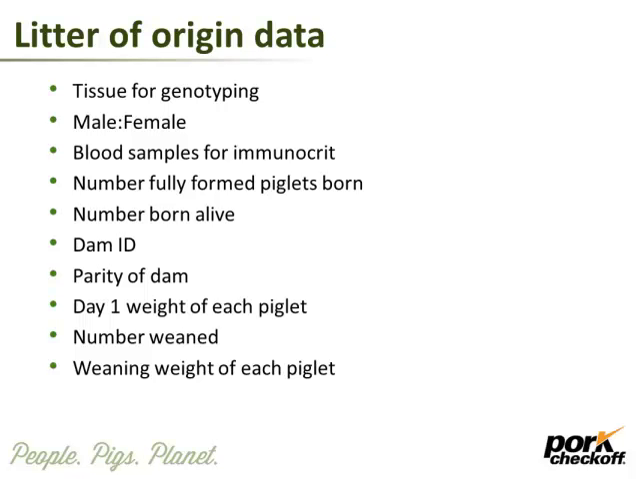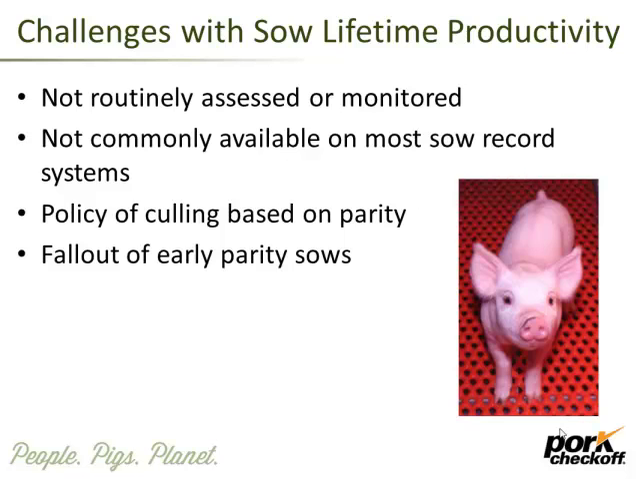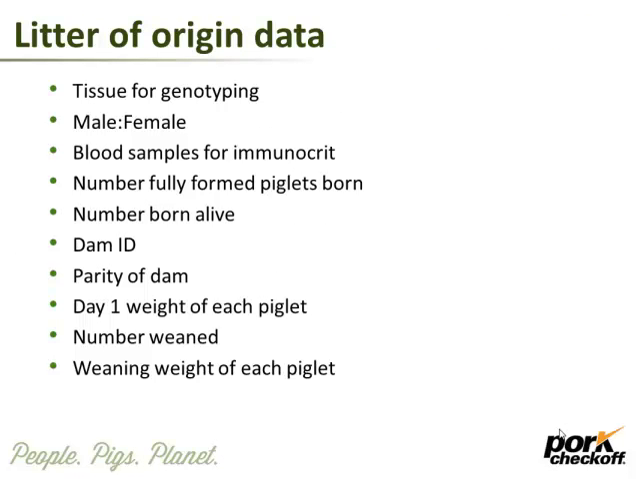They capture information on the male to female ratio in the birth litter. They draw a blood sample for immunocrit, and I'll talk about this particular assay in just a little bit, but it's a way of measuring the amount of colostrum that a female consumes right after birth. They'll collect data on number of fully formed piglets, number born alive, the dam ID and her parity, individual piglet birth weights at day one, number of pigs weaned, and then weaning weight for each of the individual piglets too.